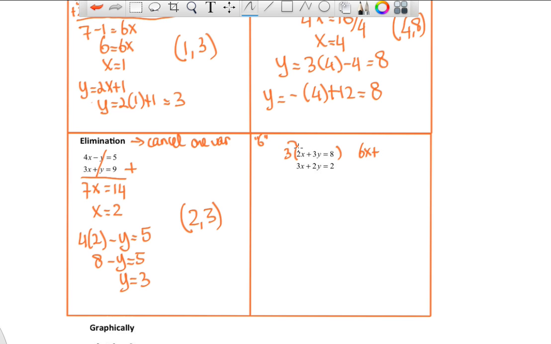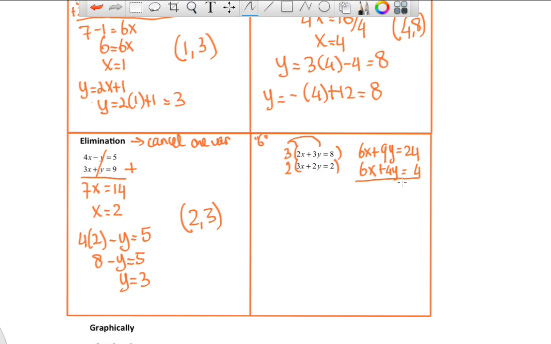So 3 times 2, that's the 6 that I'm after, that's 6x, and 3 times 3 is 9y, and 3 times 8 is 24. And then in the bottom equation, I'm going to multiply by 2. 2 times 3 is 6x, 2 times 2 is 4y, and 2 times 2 is 4.